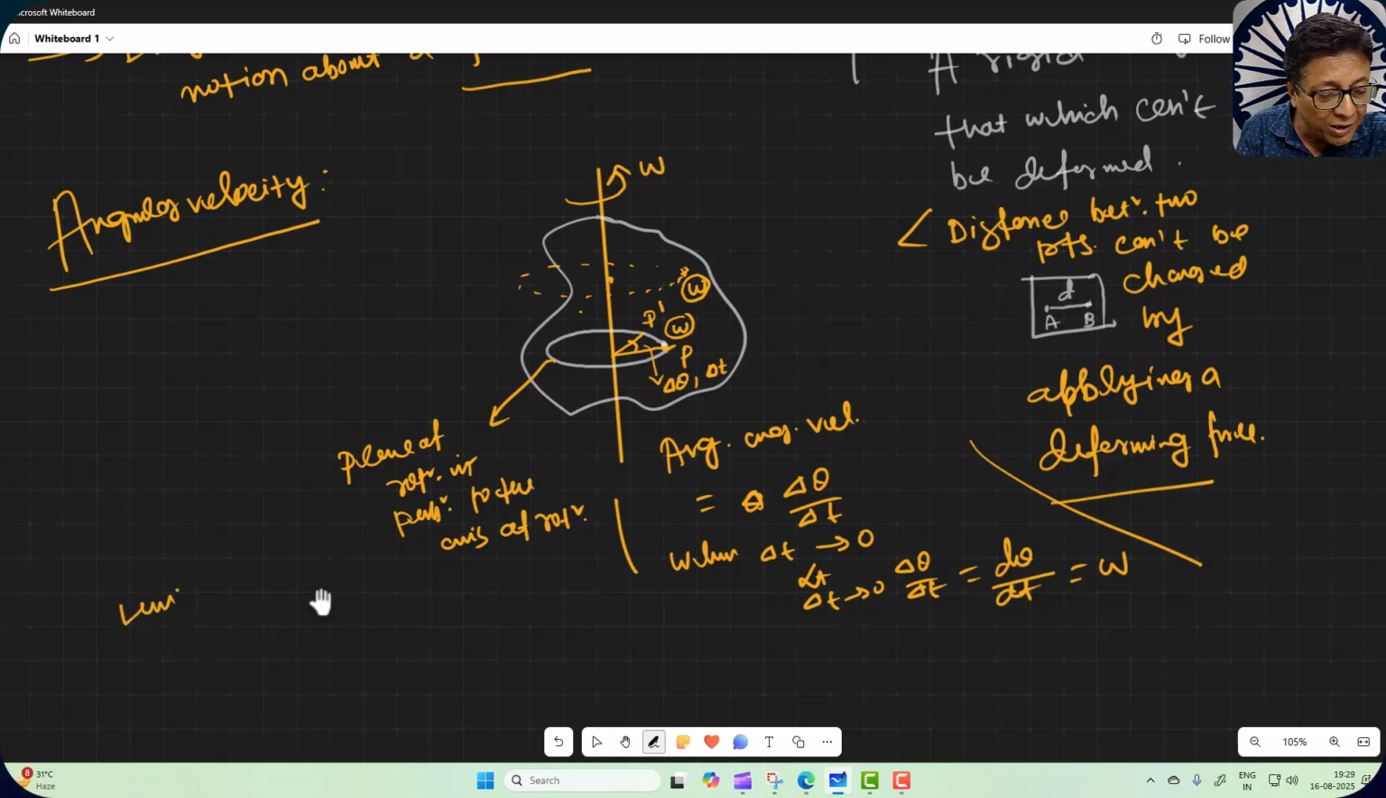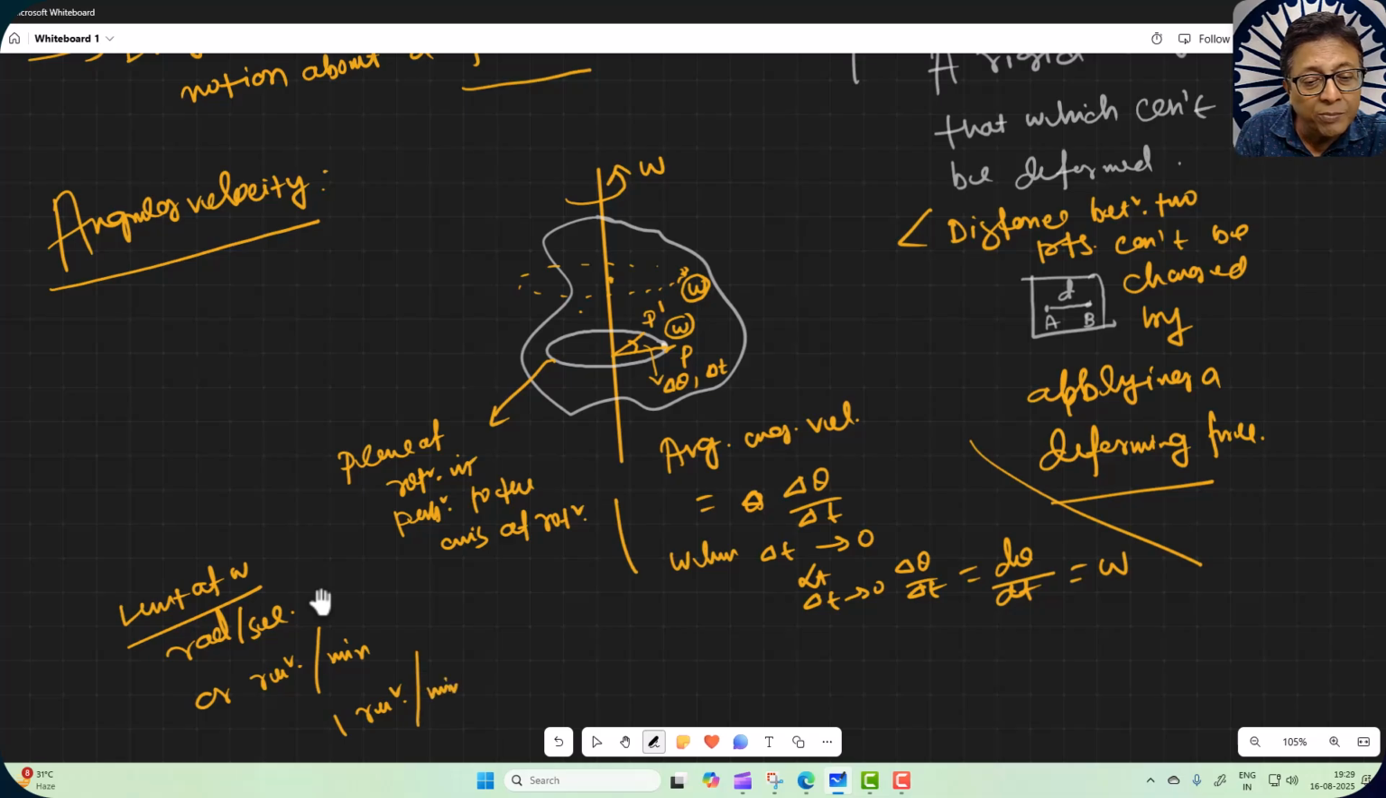Unit of omega will be rad per second or revolution per minute. 1 revolution per minute, you know, is 2 pi by 60 rad per second. You must have done it in circular motion. The only thing is that in circular motion we have considered one particle describing circular motion. Here the whole rigid body, which is made of many constituent particles, is describing circular motion.